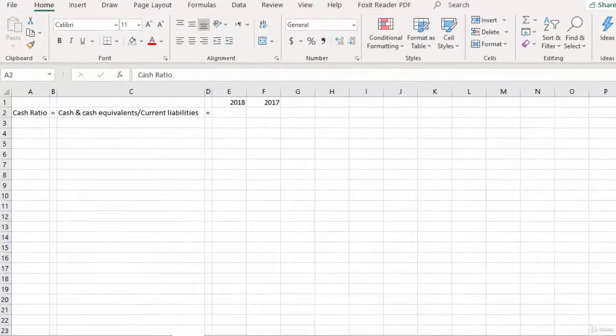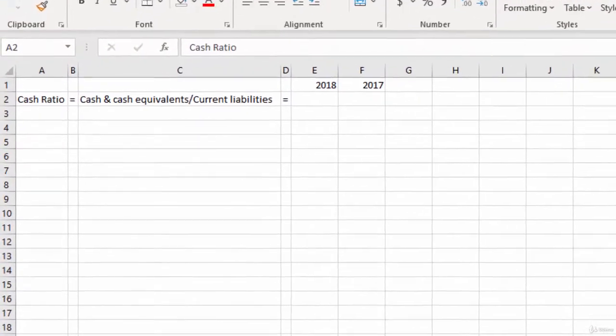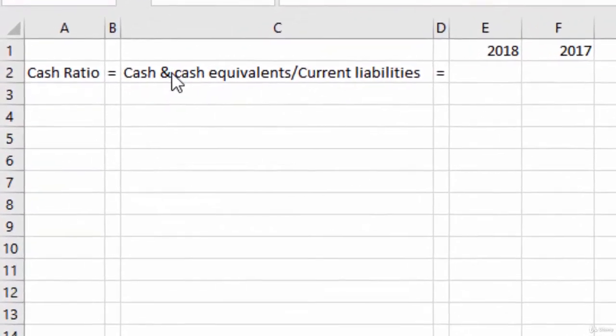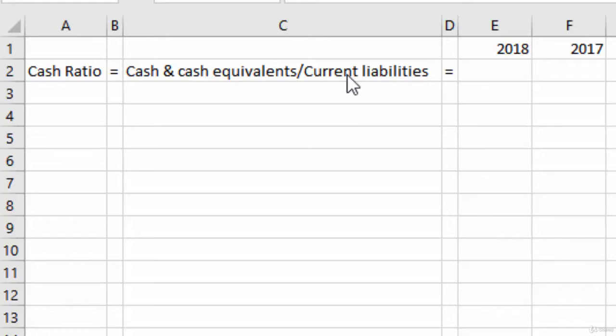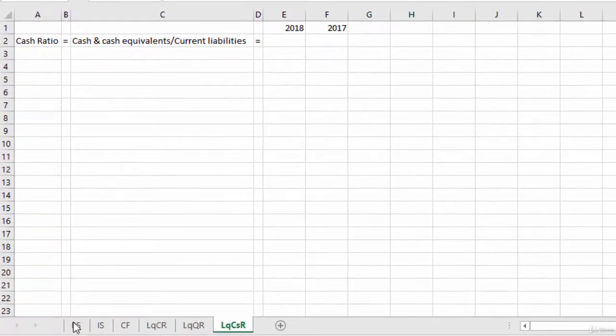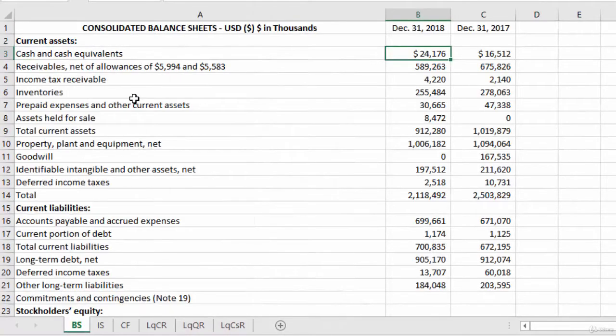Calculating the cash ratio is very easy. We just need to follow this formula: cash and cash equivalents divided by current liabilities. These two items are available in the balance sheet of the company.